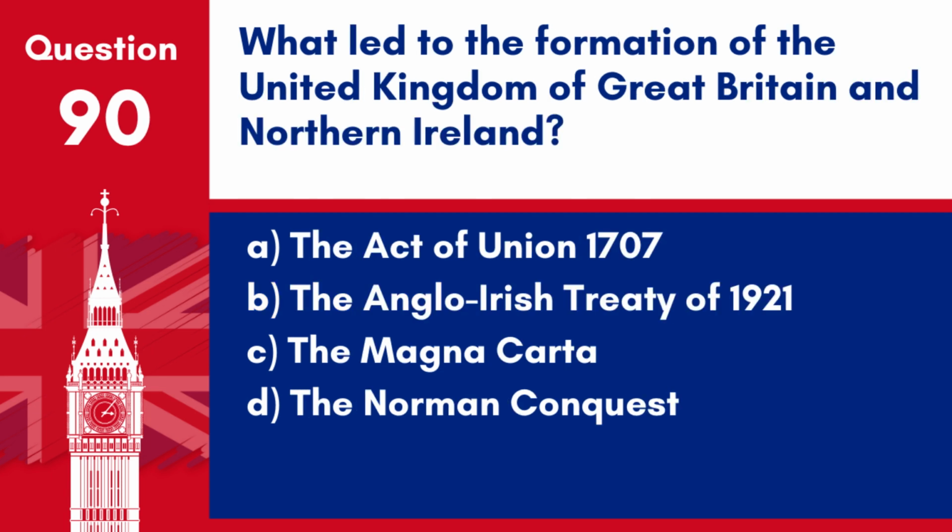Question 90. What led to the formation of the United Kingdom of Great Britain and Northern Ireland? A. The Act of Union 1707. B. The Anglo-Irish Treaty of 1921. C. The Magna Carta. D. The Norman Conquest.